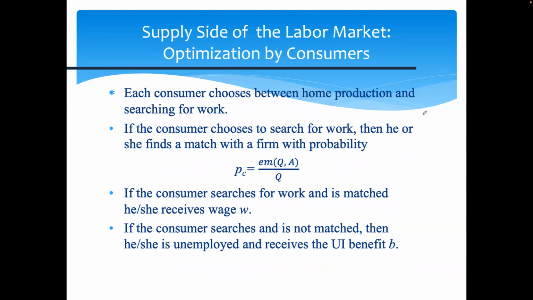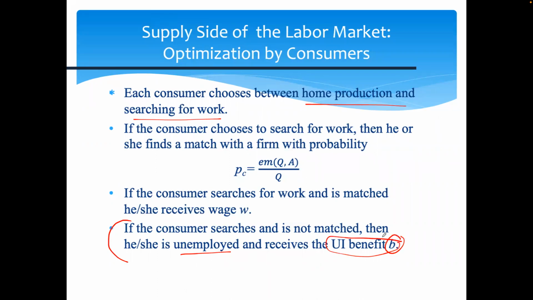Now we are ready to look at this two-sided search model. Start with the behavior of the consumer. We understand what the consumer is doing, right? The consumer is going to choose between two things: either home production or searching for a job. Let's start with the easier part and look at the bottom. If the consumer is unemployed, or equivalently, if they decide to choose home production, they're going to receive a UI benefit. UI stands for unemployment insurance benefit, B. This is exogenous. This is the government policy, right?